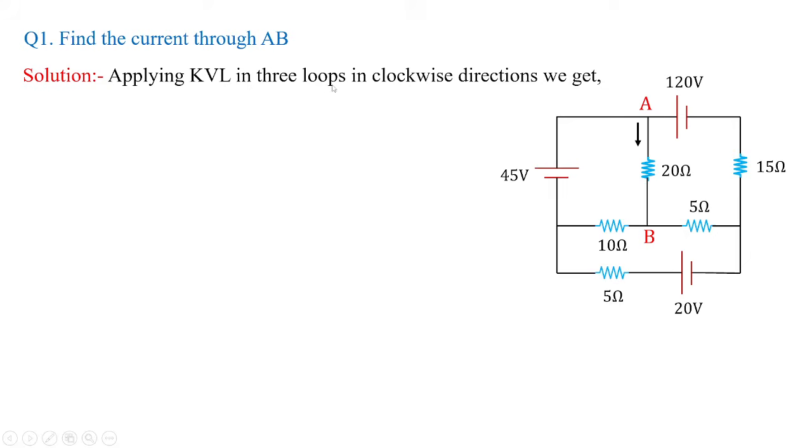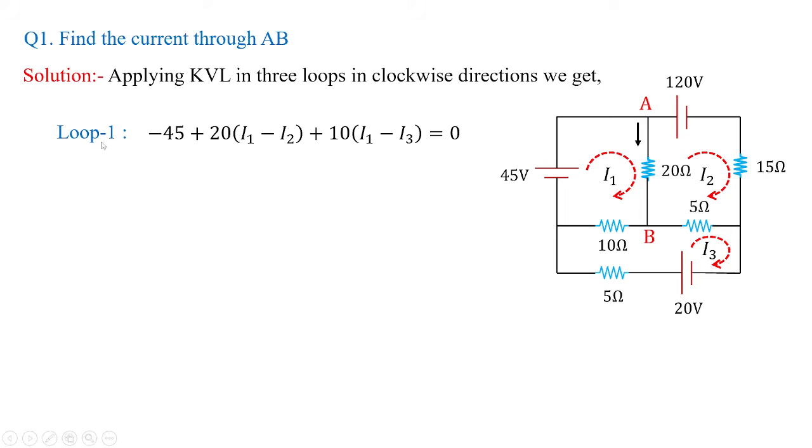That is applying KVL in the 3 loops in clockwise direction. So this circuit is composed of 3 loops. So 3 loop currents I have selected here as I1, I2, I3, all in clockwise direction. And what could be the current through AB? Current through AB is known as the branch current, which is the combination of loop currents I1 and I2. In fact, IAB can be related as I1 minus I2, because the I1 direction and the direction of the given branch current are the same, whereas the I2 direction is opposite to the direction of the branch current AB.